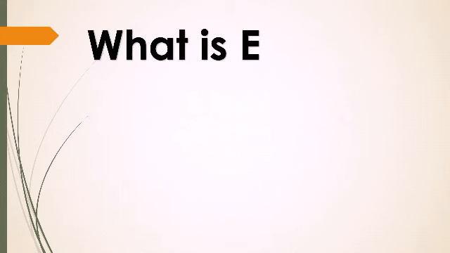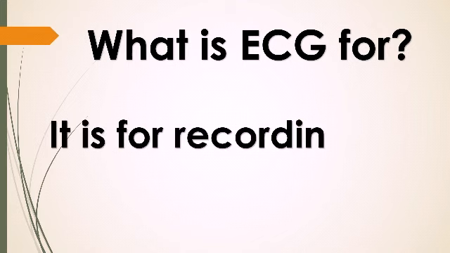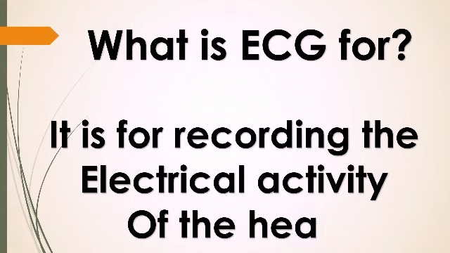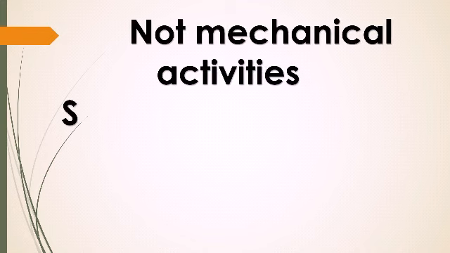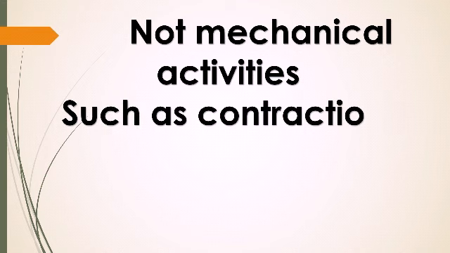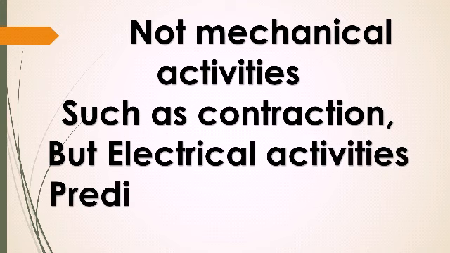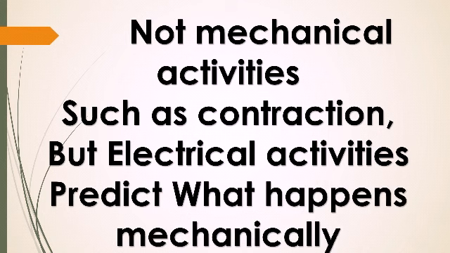It's good. Now you wonder, what is ECG for? It is for recording the electrical activity of the heart. I'm saying the ECG is for recording the electrical activity of the heart. Good. Please, it is not used to record the mechanical activity of the heart, such as contraction, no. But the electrical activities of the heart predict what happens mechanically. I think you get it now.